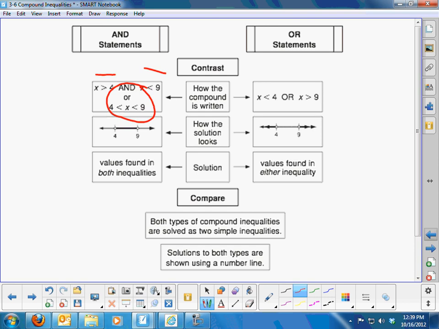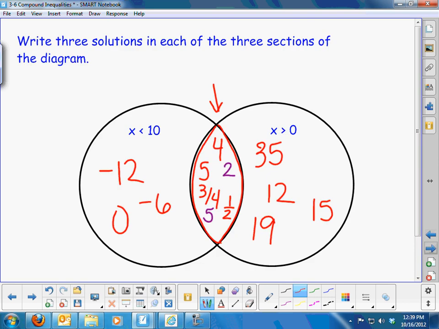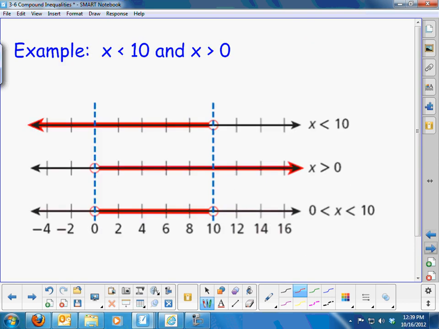Okay, both types of compound inequalities are solved, though, as if they were two simple inequalities. Okay, and solutions to both types are shown using a number line. All right, so this will make more sense when we do some examples. If you look at this one, this is an and inequality.